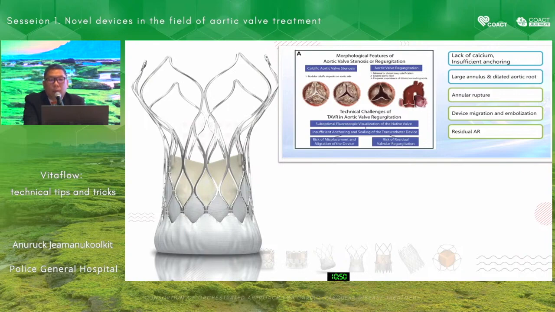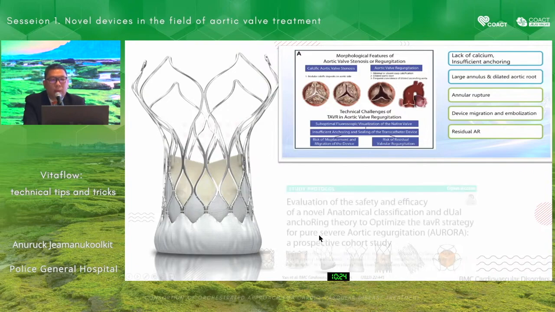So that's why it's very difficult to manipulate the valve. If we want to do it, maybe we have to increase the balloon size, so it may cause annular rupture, and it's very easy to cause migration of the device, and sometimes there is residual AR. This is the Vital Flow when you magnify. This is the skirt that you see. It has a gap around here, so the blood is coming and it's kind of bulky.